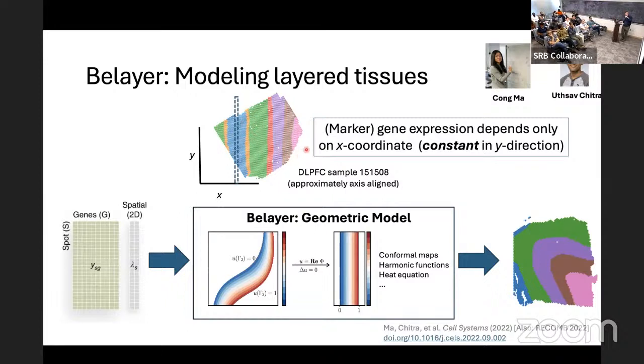A single variable function. And so we did this and we developed this method called Belayer, because it's a play on the word layer, and also Utsthoff, who's partially included here, is a rock climber. A belayer is somebody that holds the rope. What Belayer did is it used just a one variable model when the tissues were aligned. But of course, many tissues, like the ones I showed you, are curved. And we look at this and we're like, oh, this is layered, right? By eye, these are layers, but they're these curved layers. So how do you model that?